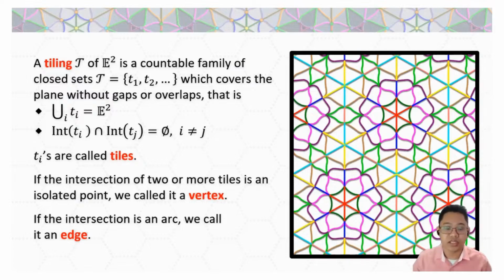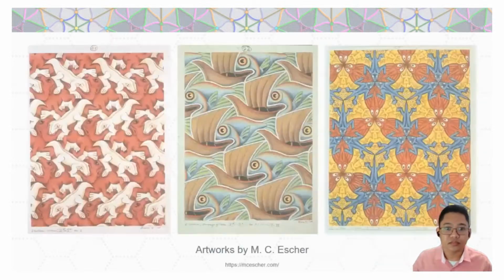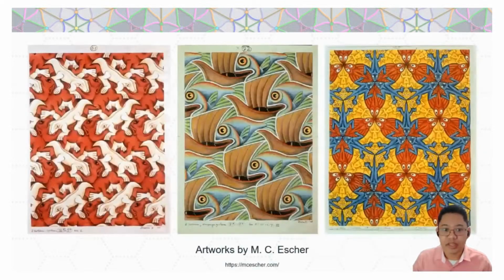It's not only theoretical, but you can find this in a lot of objects. For example, the artworks by MC Escher can be considered as tilings. You can consider those shapes as your tiles. This, for instance, these fishes here and boats can be considered as tiles, and they cover the plane. There are no gaps and there are no overlaps.